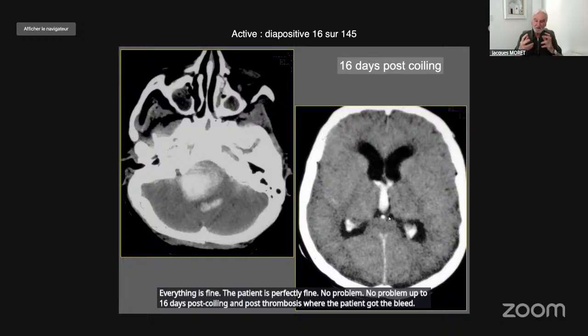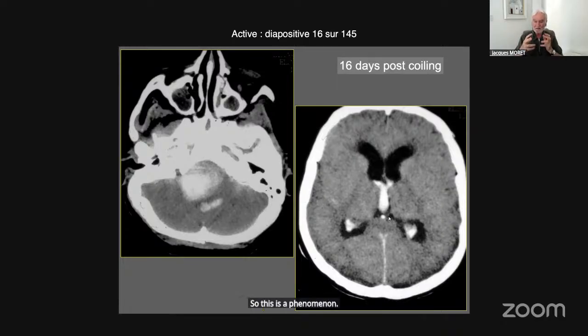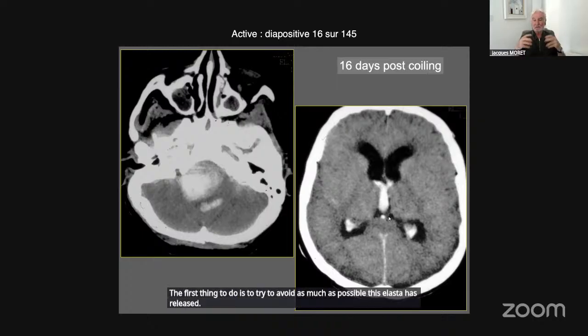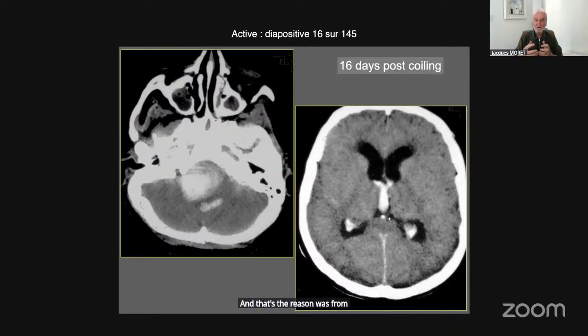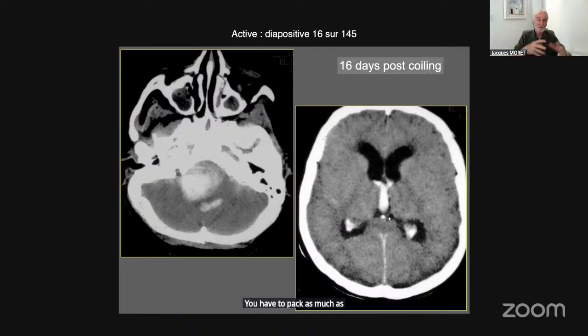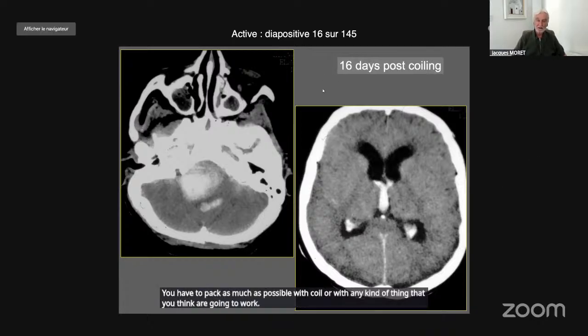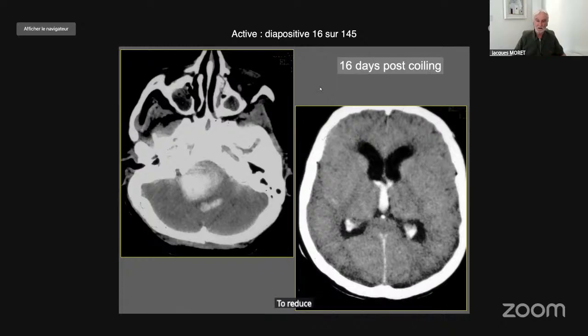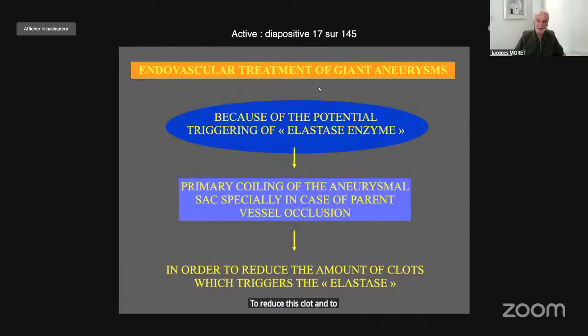So this is a phenomenon that we definitely are concerned about. The first thing to do is to try to avoid as much as possible this elastase release. And that's the reason why, from the beginning, the very first thing you have to do is not to occlude the parent artery, to put whatever stent or flow diverter. You have to pack as much as possible with coil or with any kind of thing that you think is going to work to reduce this clot and to avoid this kind of complication.